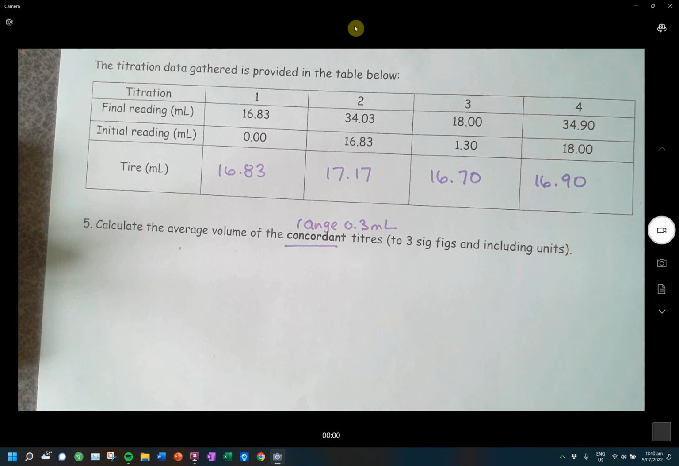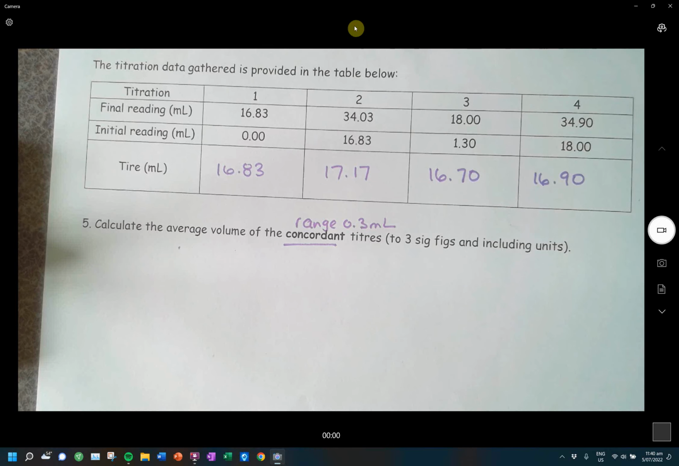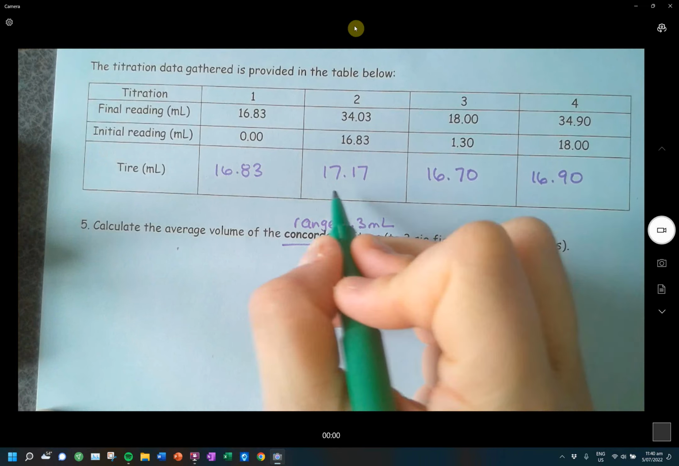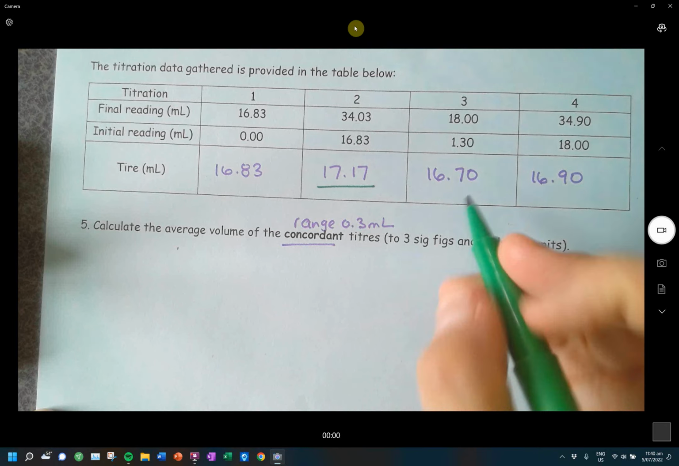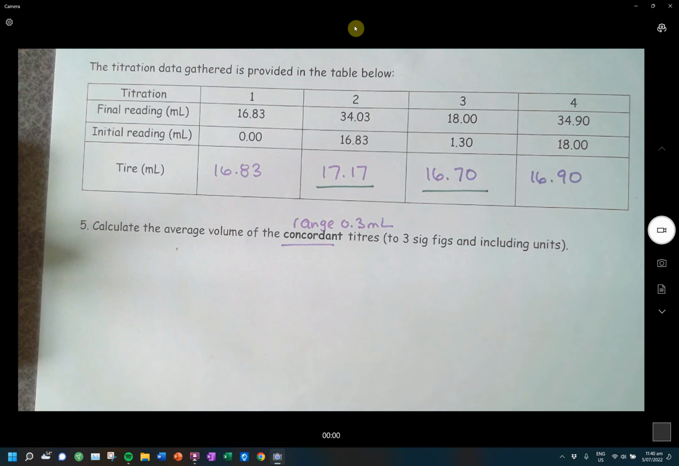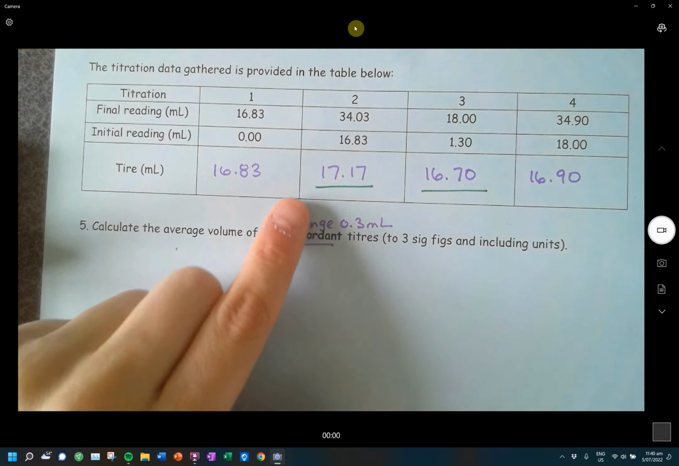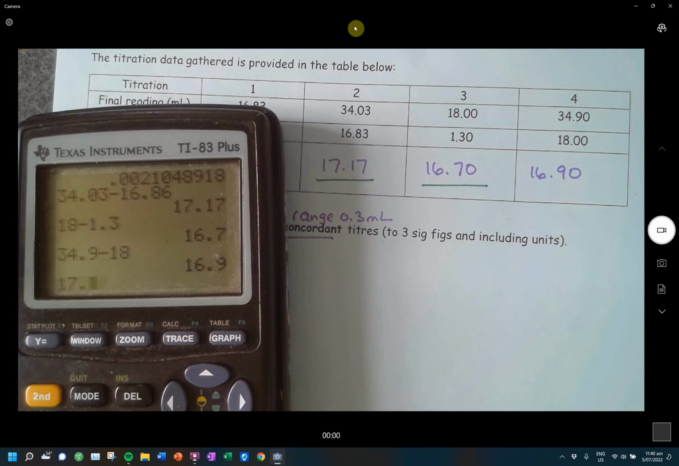So if you guys think about it in biology, remember how you were removing outliers? It's the exact same thing that we're doing. We're removing outliers. So what I want to do is my first thing that I'm going to check is I'm going to check the lowest and the highest just to see if I can use all 4 data points. So this is my highest point, that 17, and my lowest point is that 16.7. So I just want to do a quick subtraction step to see if that range is acceptable.